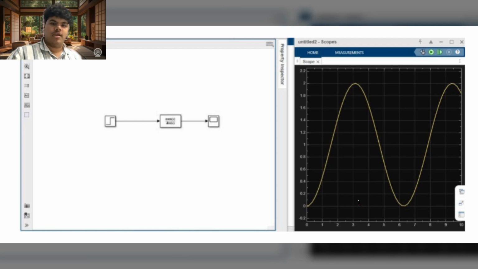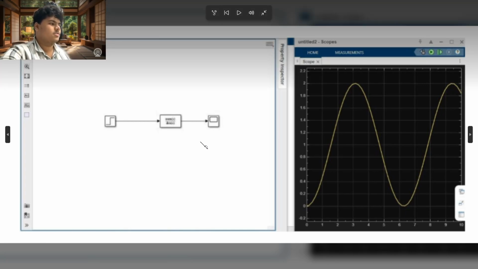And we are looking at the seventh experiment. We are done with the six experiments, five of which are LabVIEW. Now we are starting with MATLAB. So the seventh experiment is the response of a second order system for a unit step input.